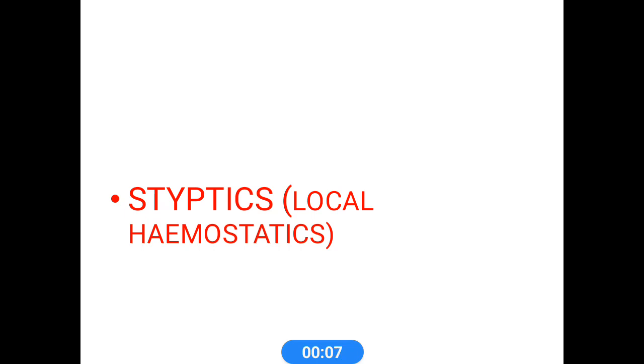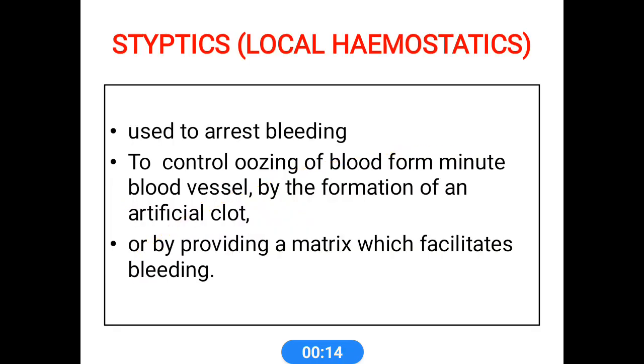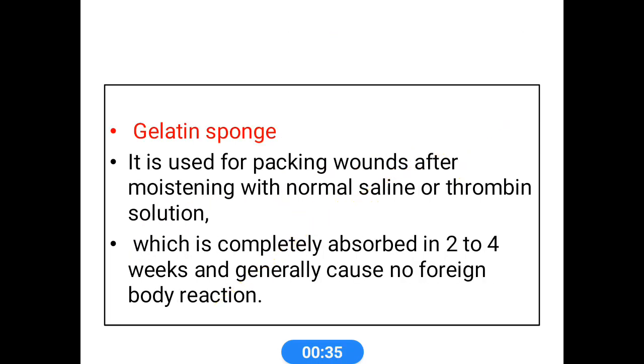It is an important topic for BDS students. Mostly this asks short note type questions. What are styptics? Styptics or local hemostatics. This category is mainly used to arrest bleeding. They mainly control the oozing of blood from minute blood vessels by formation of an artificial clot or by providing a matrix which facilitates clotting.